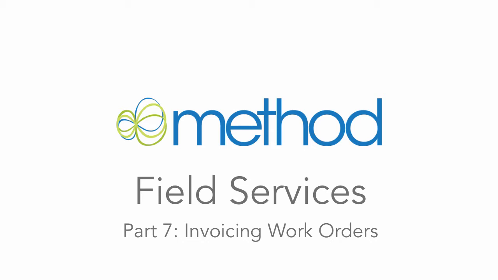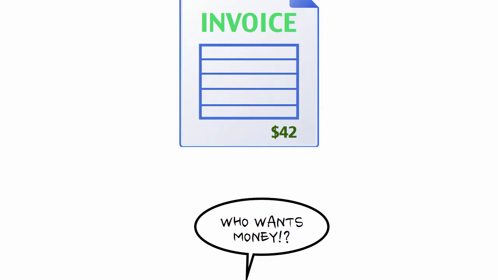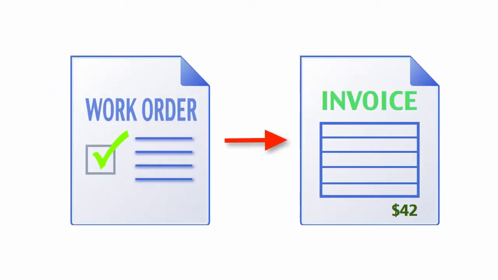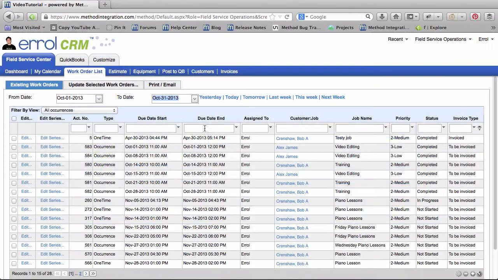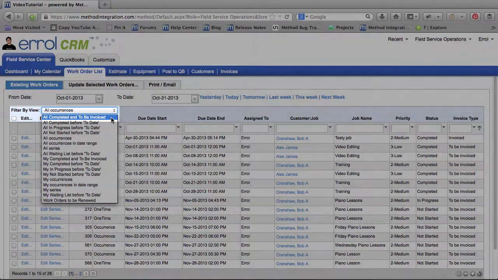My name is Errol, and in this video series, we take a look at field services. Now there's no point in doing all these work orders if you don't get paid. So we are going to create invoices from the work orders. Let's find some completed work orders that need to be invoiced. And the easiest way to do that is through this filter view, all completed and to be invoiced.